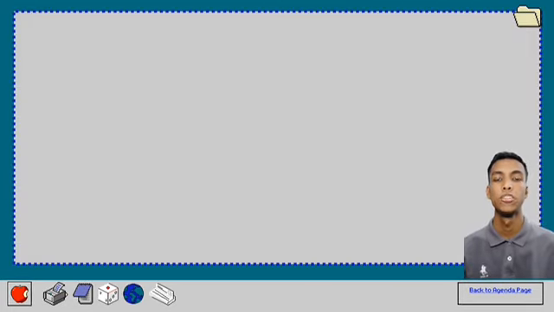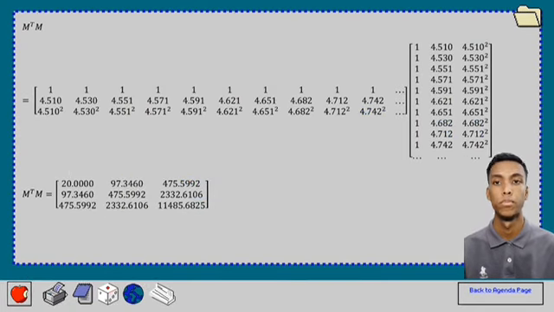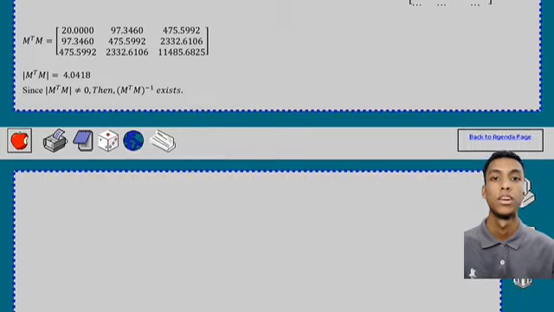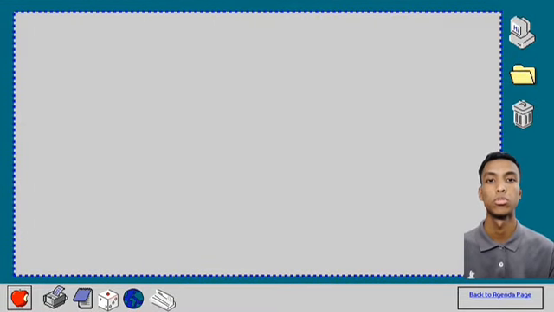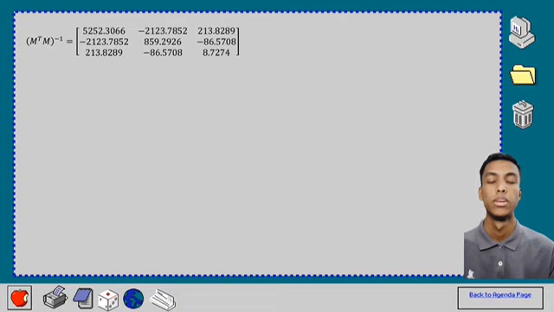Then we need to find the value of M transpose M. Then we will get the answer as below. After we get the value of M transpose M, we need to find the determinant of M transpose M. So as we can see here, the determinant of M transpose M is equal to 4.0418, which is not equal to 0. Then we can conclude that the inverse of M transpose M exists. After that, we find the inverse of M transpose M. Then we will get the answer like this.